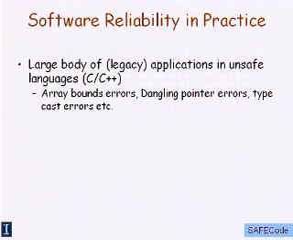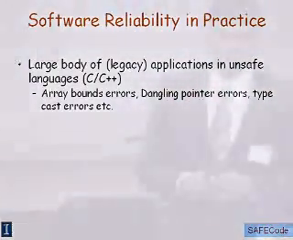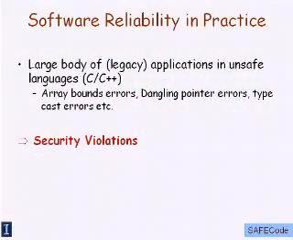But in practice, a majority of today's applications are written in what are known as unsafe languages like C and C++. These languages have weak semantics, which in turn results in a lot of undetected memory errors, such as array bounds errors, dangling pointer errors, typecast errors, and so on. This failing of undetected memory errors has 2 major implications. The first one is that attackers and hackers can take advantage of these undetected memory errors and gain unauthorized control of systems.